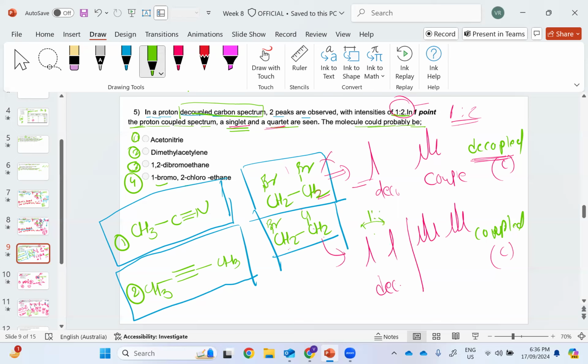So here also, obviously only one signal, so there is no need to compare. Here also one signal only. Here there are two signals with the intensity 1:1. Here also in the coupled spectrum, it will show a triplet with the intensity of this entire peak being 1:1.